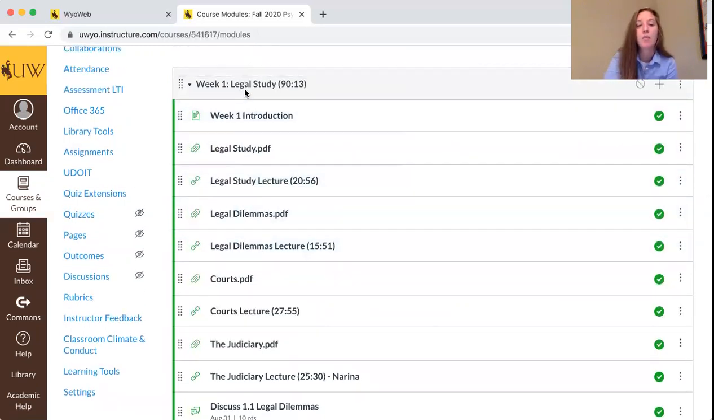And if you see at the top of the modules here, this is the overall time that it should take for you to basically listen through all of the lecture materials for that week. And if there's any supplementary videos, that should be included in this overall time as well, which will just give you an opportunity to be able to plan out how much time you're going to need to get through that week's materials.